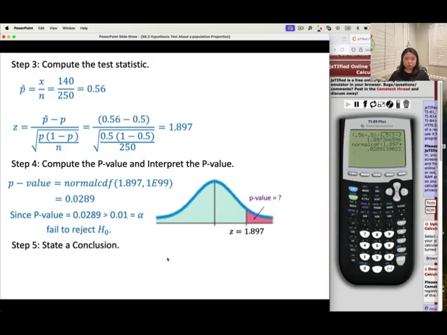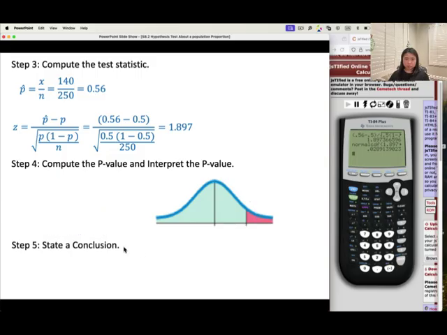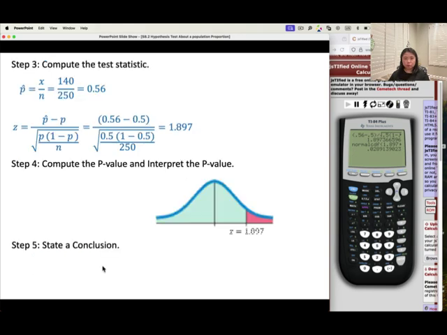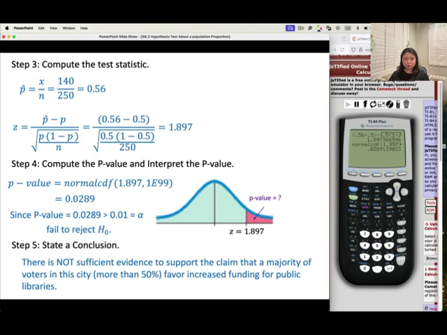So now we're going to draw the conclusion. Fail to reject, so go back to here. Fail to reject the null hypothesis. So we're going to say there is not sufficient evidence to conclude the alternate hypothesis is true. Okay? So you need to know how to write down your conclusion. There is not sufficient evidence to support the claim that, and you copy the claim statement here, a majority of voters in this city favor increased funding for public libraries.